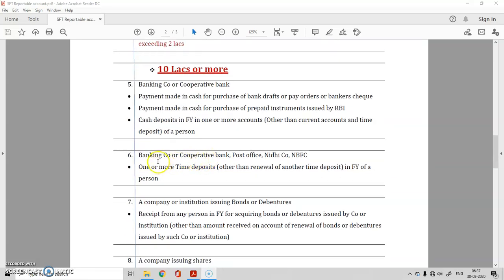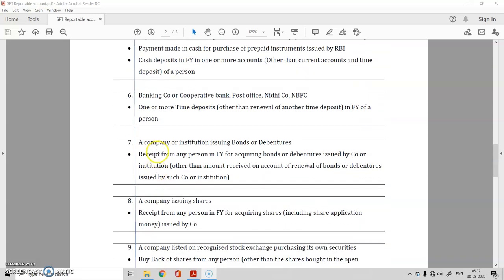Now, banking company or cooperative bank, post office, Nidhi company or NBFC: one or more time deposits other than renewal of another time deposit in a financial year of a person. A company or institution issuing bonds or debentures: receipts from any person in a financial year for acquiring bonds or debentures issued by the company or institution, other than amount received on account of renewal of bonds or debentures issued by such company or institution.